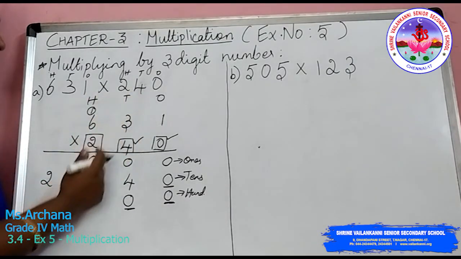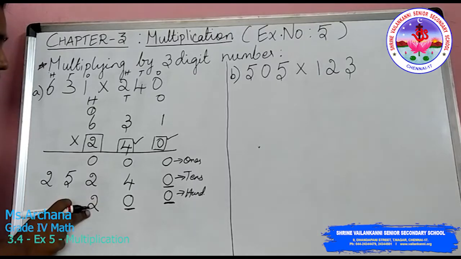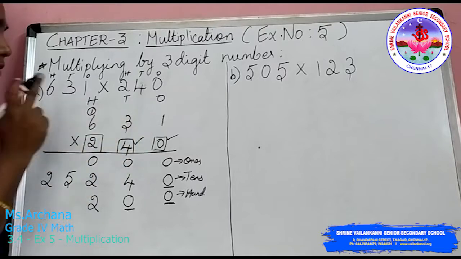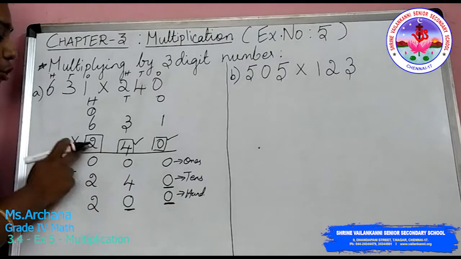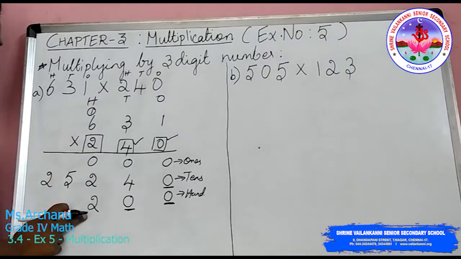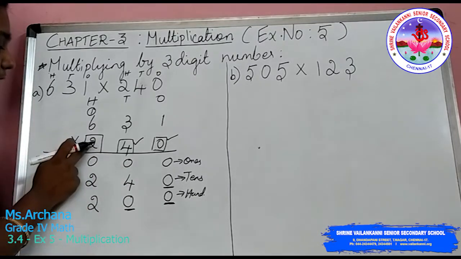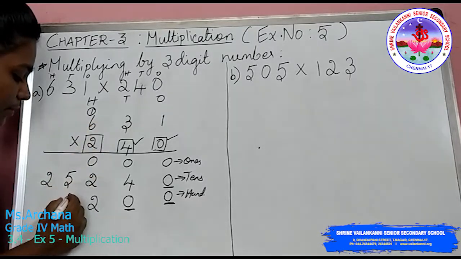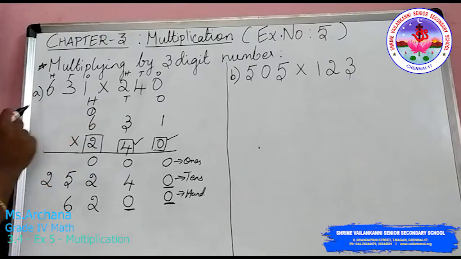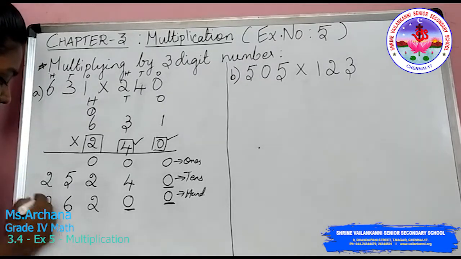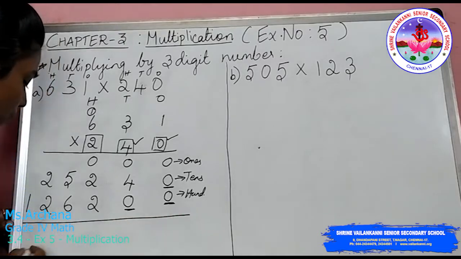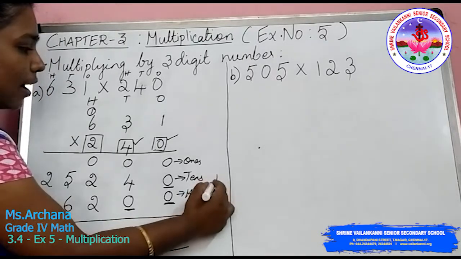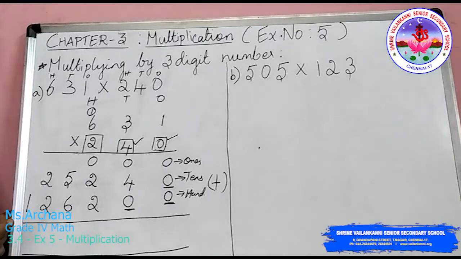Now you will do the multiplication and start giving the answer only from the hundreds place. This 2 into 1 gives 2, and that 2 you are not supposed to write from the ones place. You are supposed to write the answer from the hundreds place. Understood? Next, 2 into 3, 6. Next, 2 into 6, 12. This 12 I am writing as it is. Now all these three values are supposed to be added.